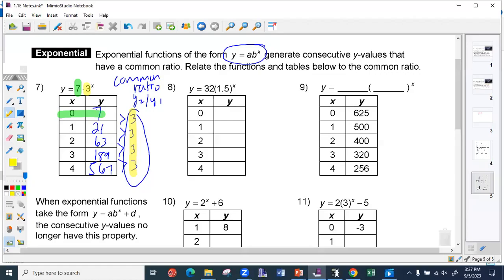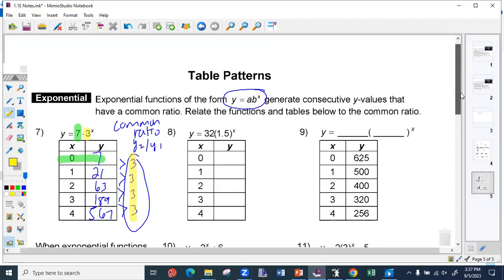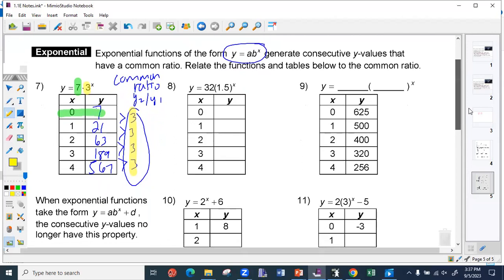Okay, so we are on the back of 1.1e table patterns talking about exponentials. For exponentials, they're written in the standard form of y equals a times b to the x. This will generate consecutive y values that have a common ratio, okay? The key thing with the common ratio is that the difference between my x's is 1, right? We see 1, 1, 1, 1, 1, 1, 1.